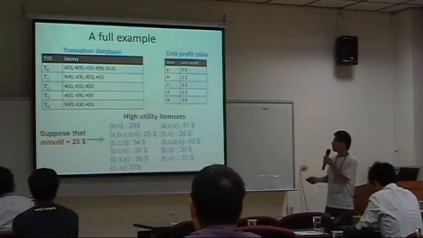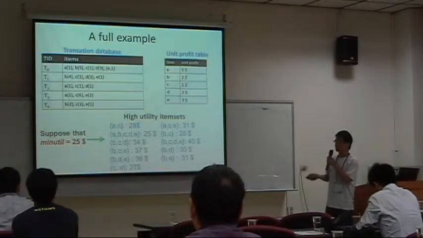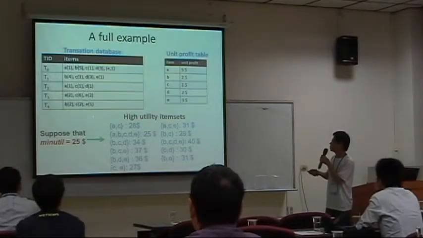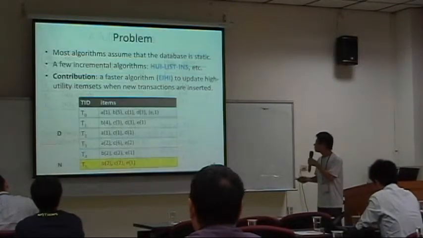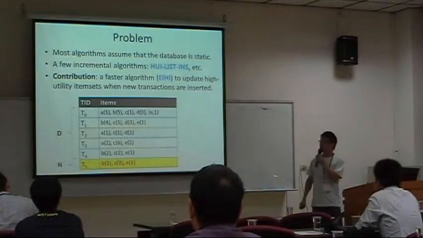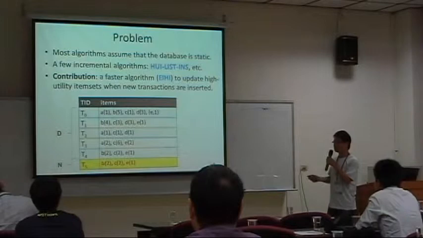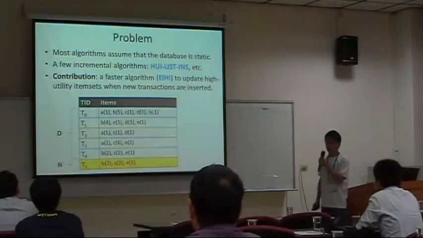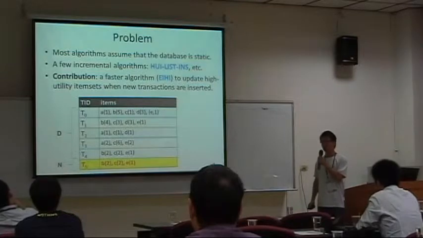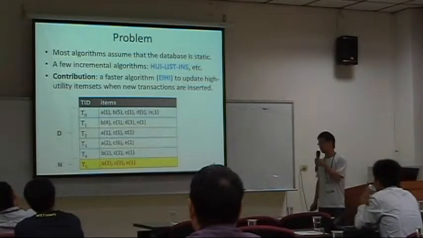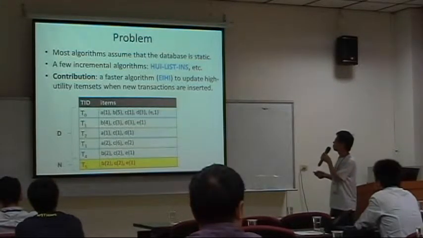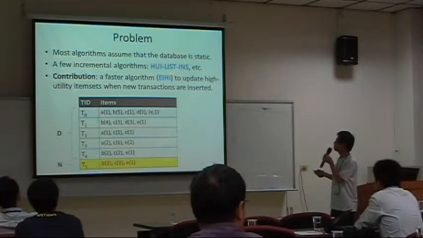Here is a full example of the output high-utility itemsets for this given example. The details of how to calculate the utility value of each pattern are shown here. The motivation of this paper is incremental mining of high-utility itemsets. Up to now, most algorithms assume that the database is static. But actually, the database sometimes is dynamic, such as in incremental mining, and also stream data mining. So a few incremental algorithms for utility mining have been proposed, and the state-of-the-art algorithms are HUI-LIST-INS and IMHUP.